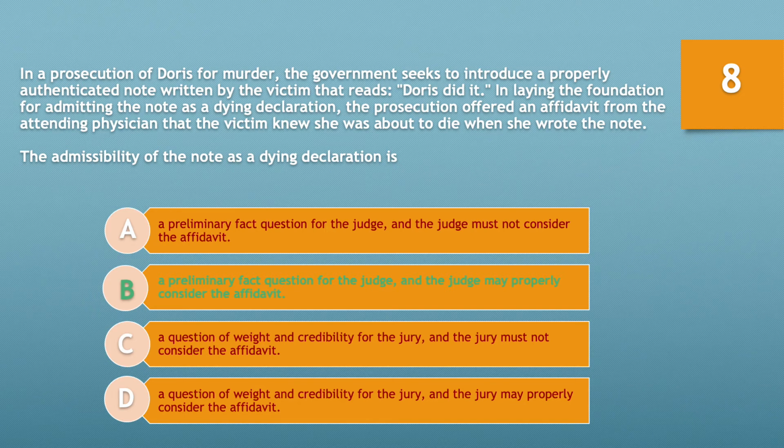The declarant does not have to die but must be unavailable. In this homicide prosecution, the admissibility of the victim's note is a preliminary fact question that will be decided by the judge. The attending physician's affidavit is offered to prove the truth of the matter asserted in that affidavit, that the victim knew she was about to die when she wrote the note. Therefore, the affidavit offered to support admission of the note is itself hearsay.